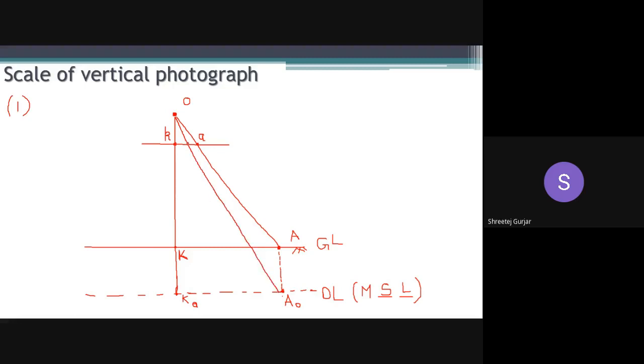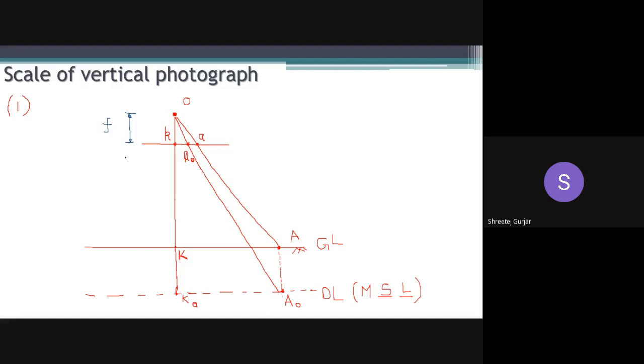This point I will name as small a naught. Now, what is this distance from the plate to the optic center, or from the plate to the exposure center? If you recall, it is nothing but the focal length f.